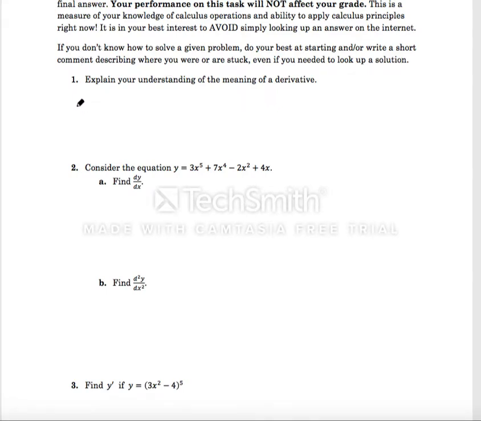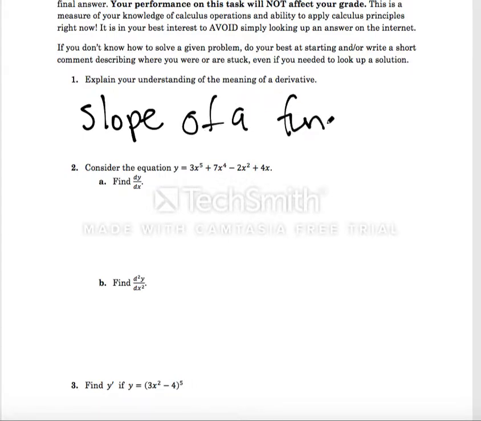All right, so here we're going to go through the summer calculus survey for AP Physics. Some of your answers may be slightly different for this first one. So as far as understanding what a derivative actually is, hopefully you said something along the lines of slope, right? A derivative is the slope of a function.